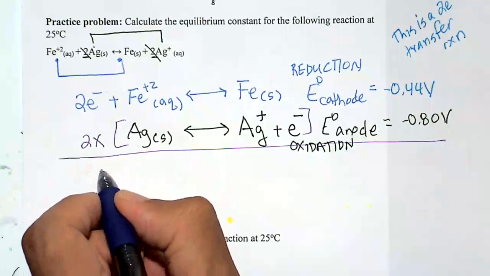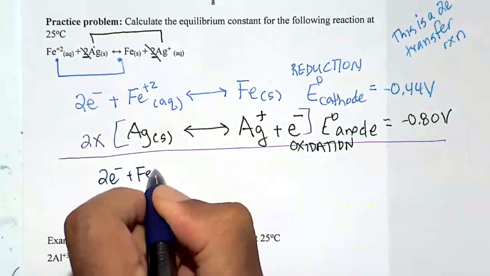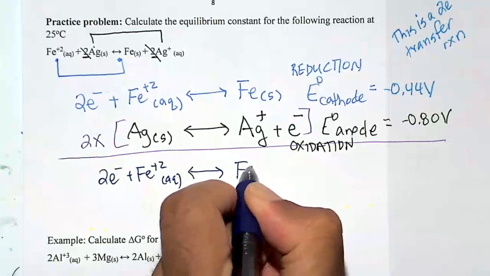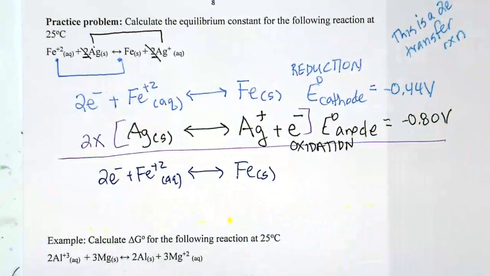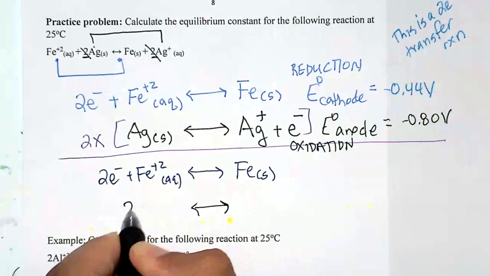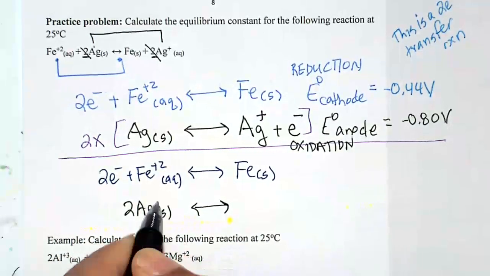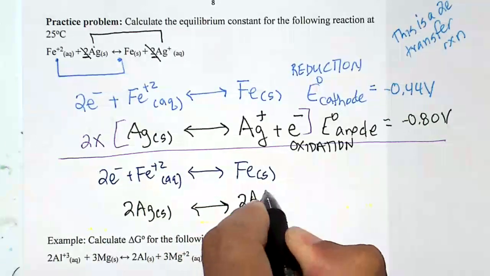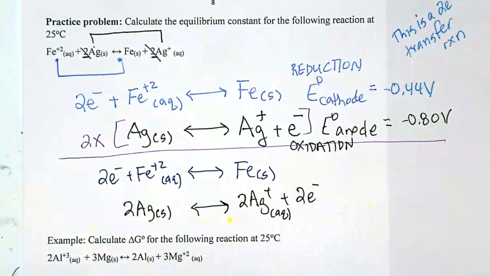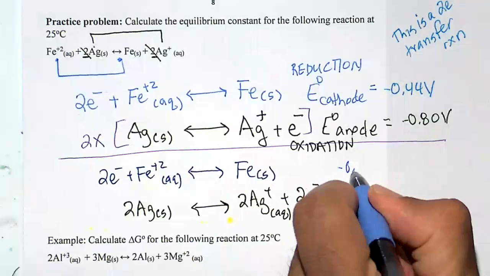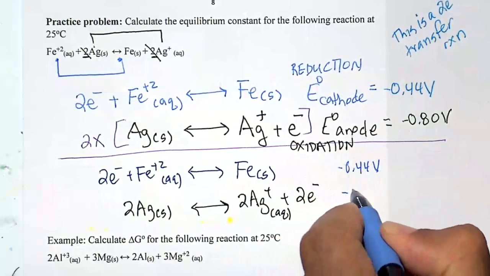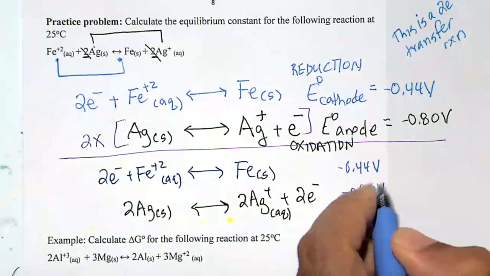All right, so let's rewrite this again. We have 2e minus plus Fe 2 plus aqueous goes to Fe solid. Two Ag solid goes to 2 Ag plus plus 2e minus. All right, so this still stays at minus 0.44 volts. I multiply the bottom by 2. What will this be? The same, minus 0.80 volts.